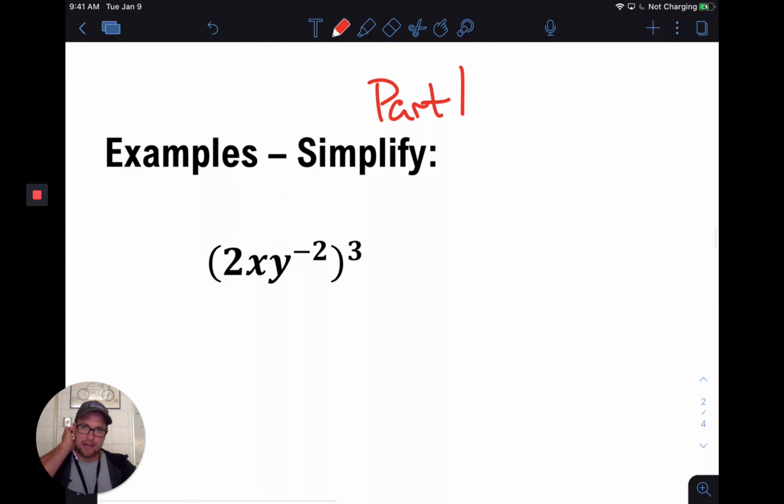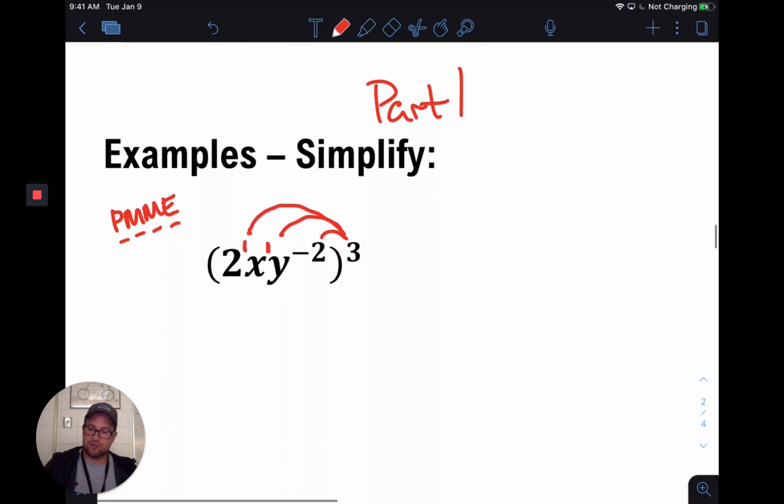So let's start simplifying this. So I see parentheses, right? Remember that PMME idea we were talking about? Parentheses mean multiply exponents. We're going to put our extra exponents in like we have been doing all chapter. And now we can multiply the 3 to each of these. Now what I want you to remember about this, ladies and gentlemen, is that our base isn't going to change. Only our exponents change. So we're still going to have a 2. We're still going to have an x. We're still going to have a y. The powers on those are going to change though.